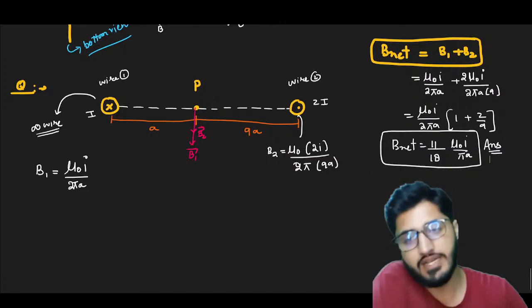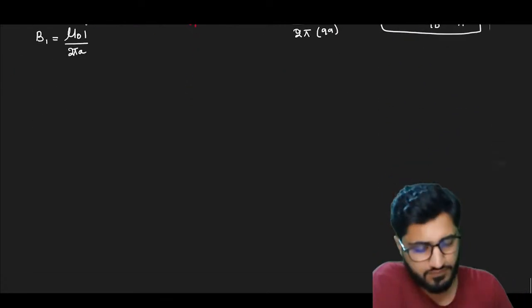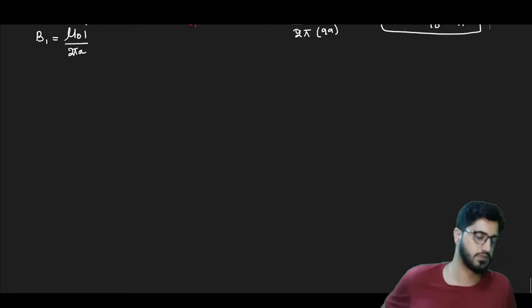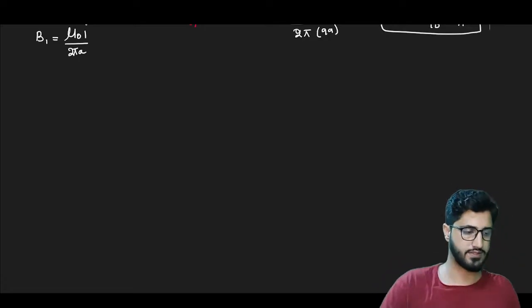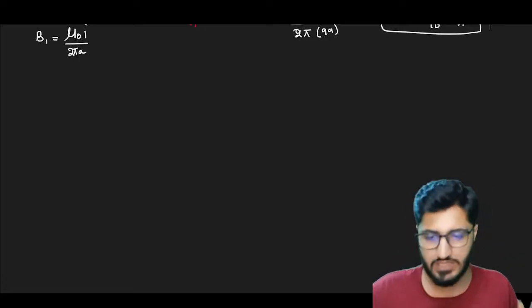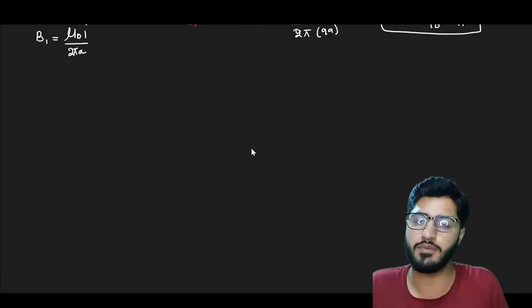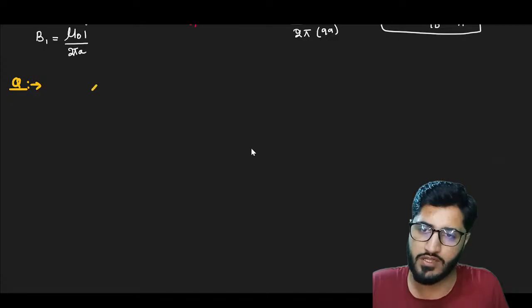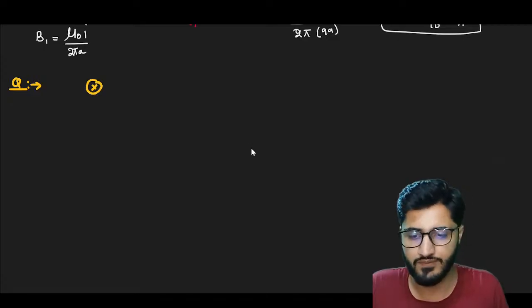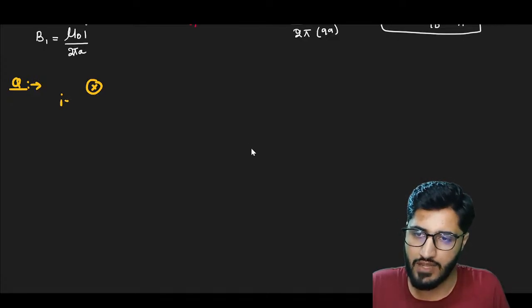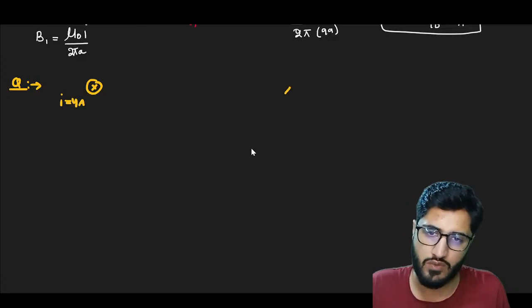Now, in the next numerical, something is given to us. So what is given to us? Look now. Same numerical, but with different things. One wire is going inside. Okay, sir. Current is I1, given as 4 ampere. No issue. One more wire is given to us going inside with current given as 6 ampere.